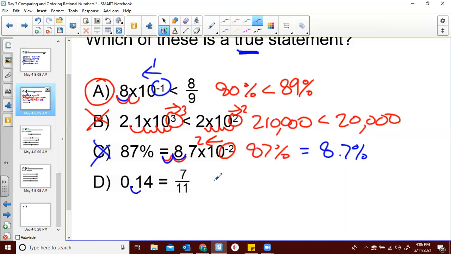And I can double dip here, which would give me 14%. That's going to equal 7, 5, 11. That's 63 repeating. So that's going to give me 64%. And we know that's not true.